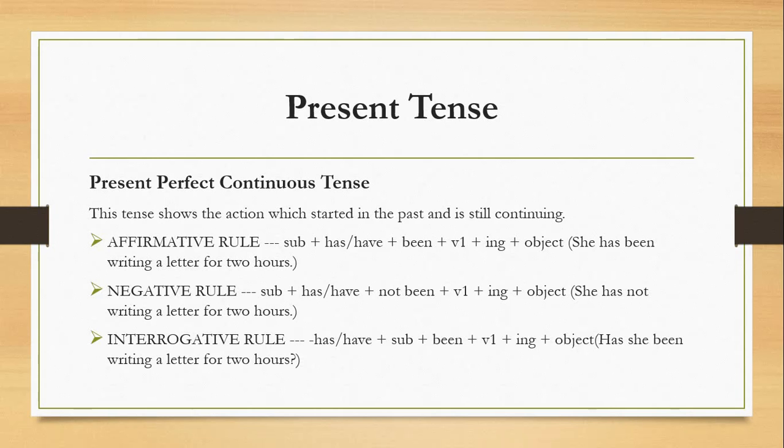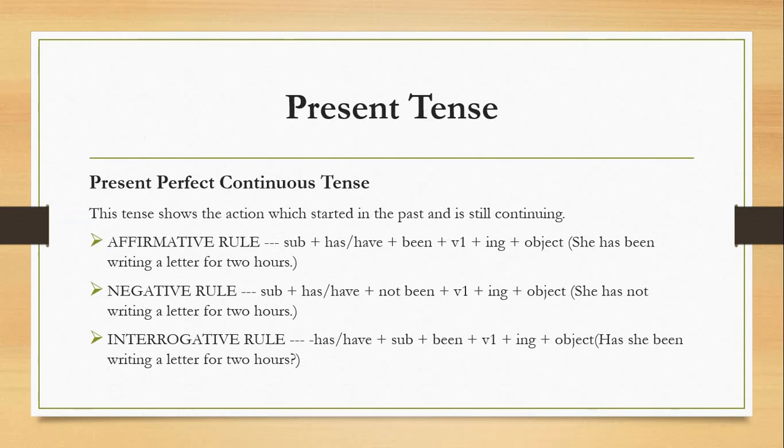Negative, subject plus has or have plus not been plus V1 plus ing plus object. She has not been writing a letter for 2 hours. Then comes interrogative, has or have plus subject plus been plus V1 plus ing plus object. Has she been writing a letter for 2 hours? So see, this is very easy.